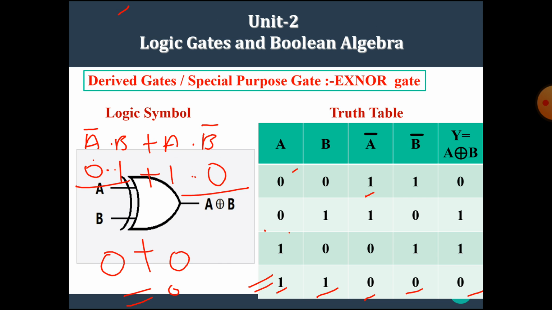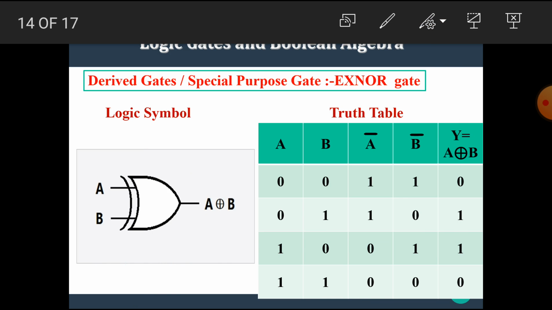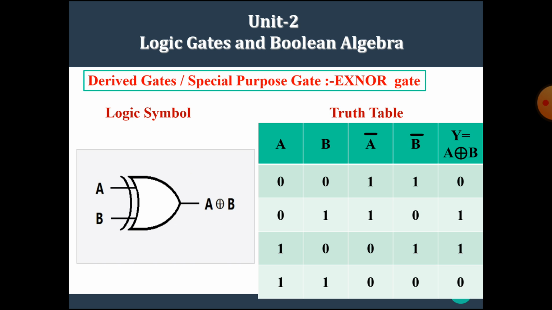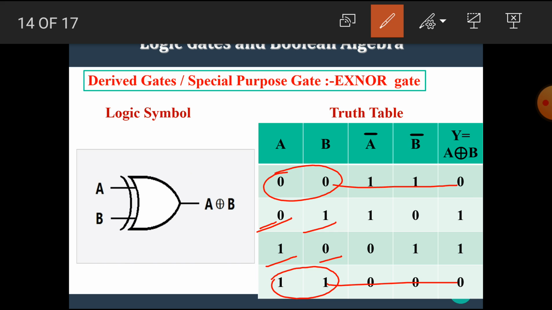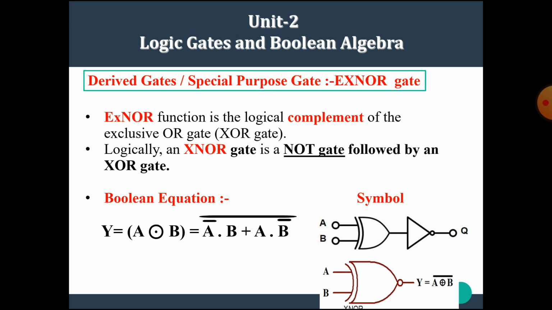If we look carefully at the truth table of this XOR gate, we can see that if both inputs have the same value, that means 0 0 or 1 1, then its output is 0. Okay, if the inputs have different values, that means 0 1 or 1 0, then its output is 1. I hope you all understand.